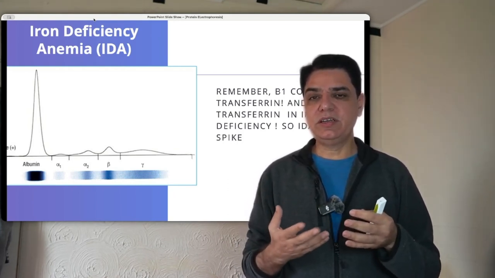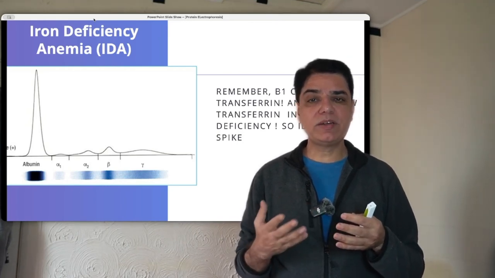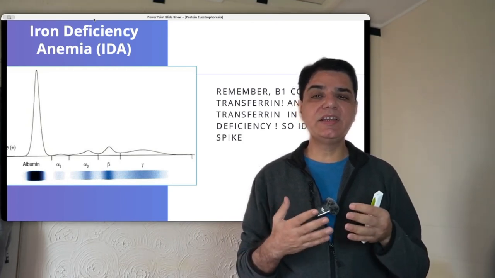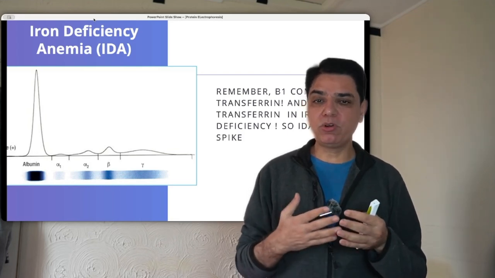So this basically is not multiple myeloma. Why is it not multiple myeloma? Because we are not seeing any increase in the spike on the gamma globulin side. The gamma globulin side is almost flat.